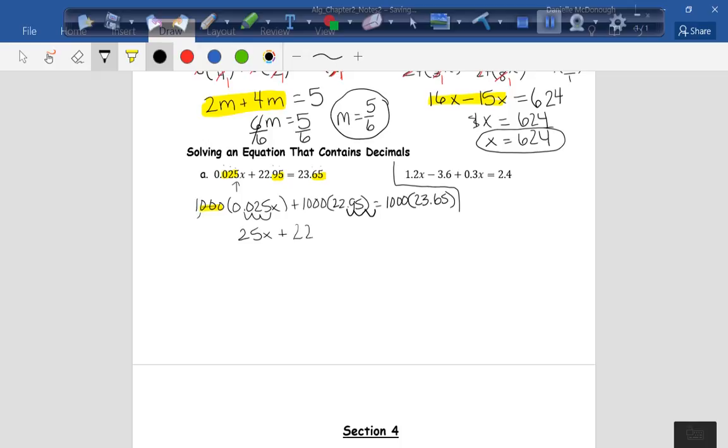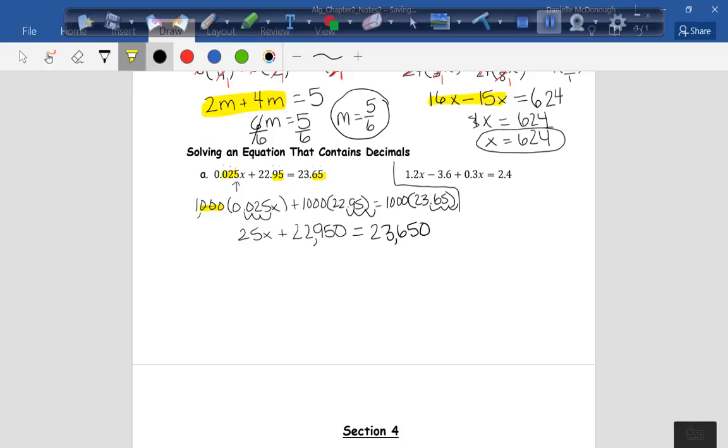that's actually going to be 22,950. And then over here, I'm going to move it 3 places, 1, 2, 3. So it's going to be 23,650. And now you have a two-step equation.